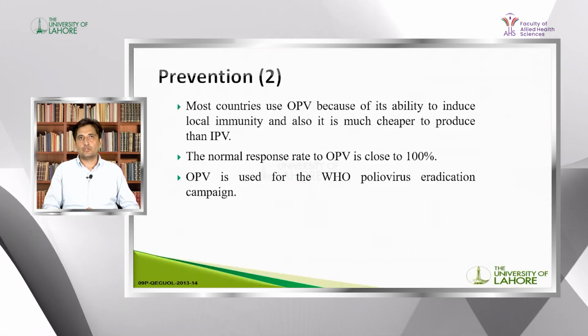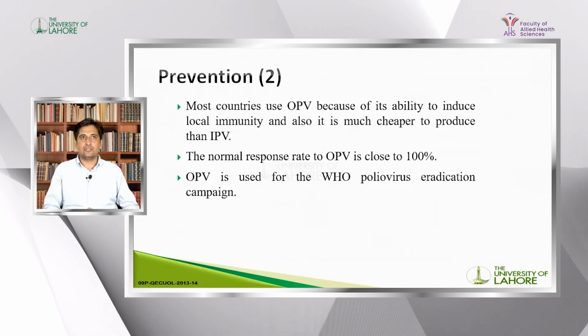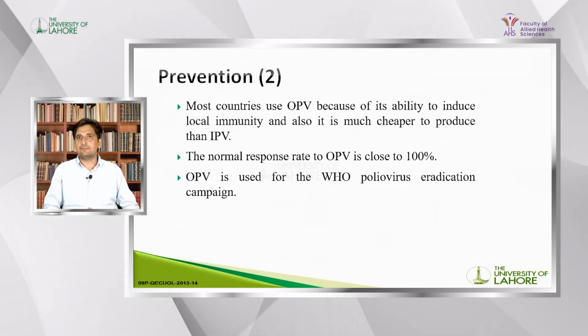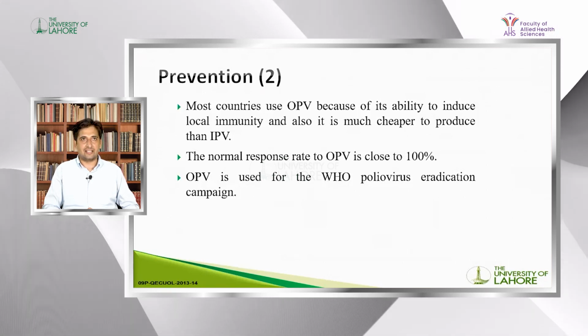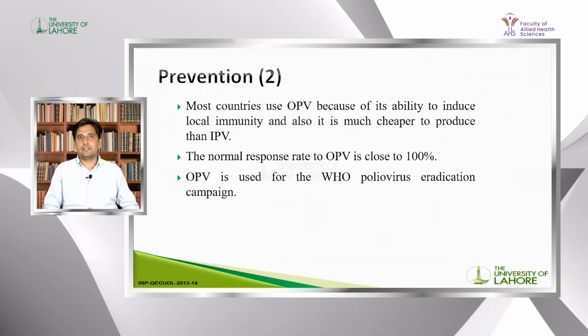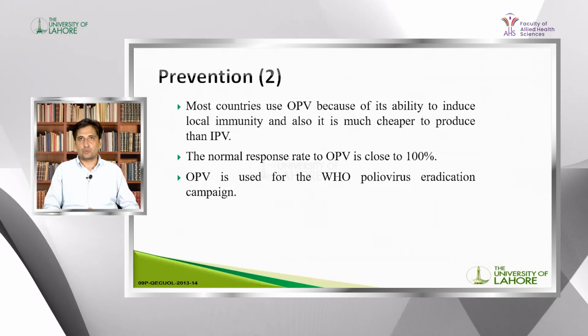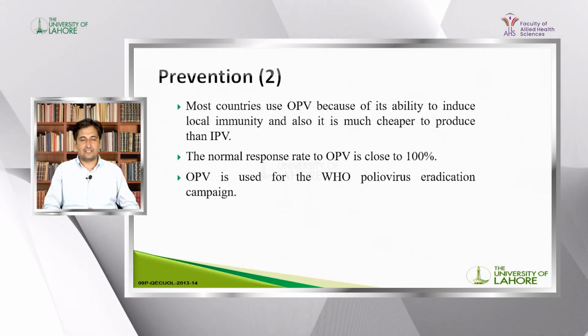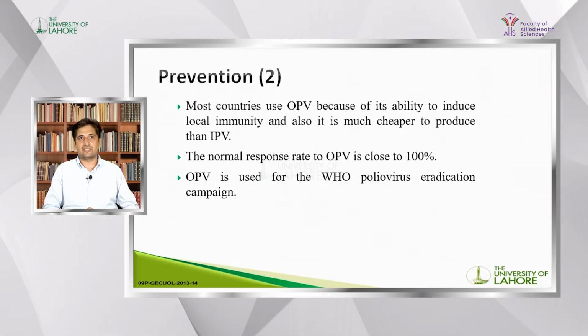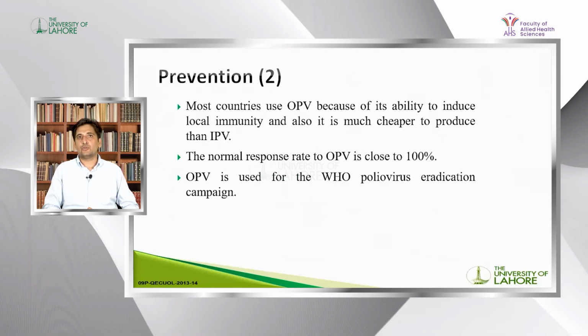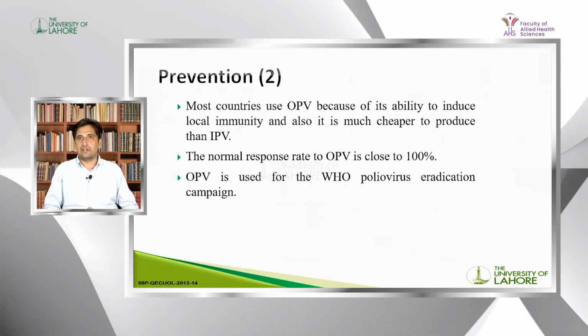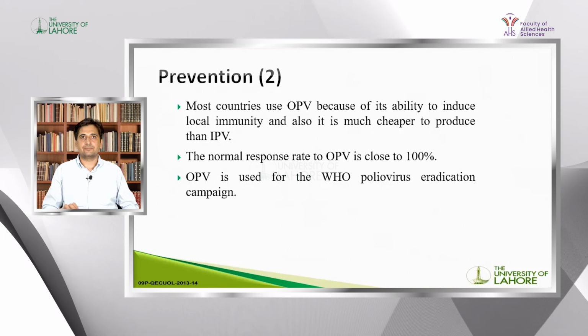Most countries use OPV because of its ability to induce local immunity, and also it is much cheaper to produce than IPV. And the normal response rate to OPV is very close to 100%, a very efficient vaccine. OPV is also used for the WHO poliovirus eradication campaigns.